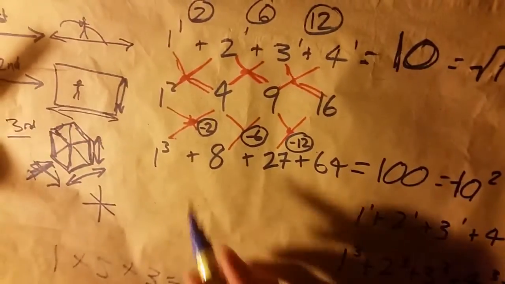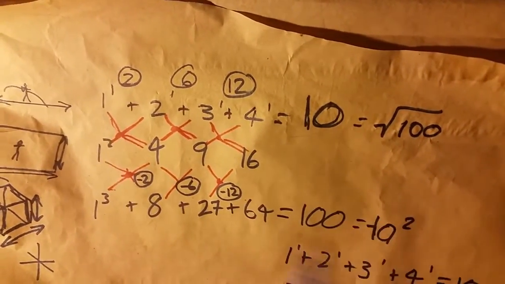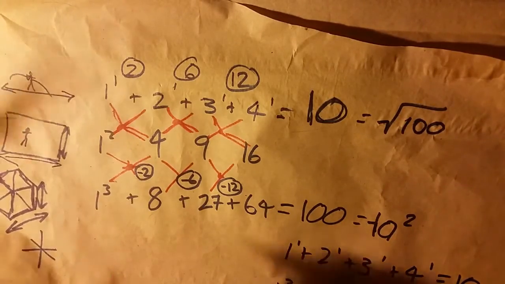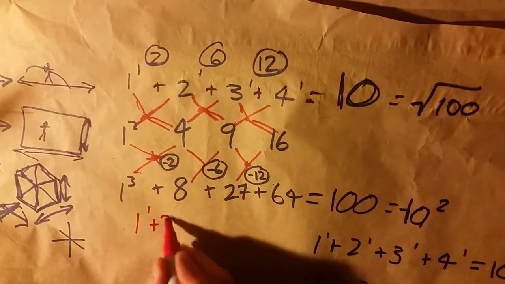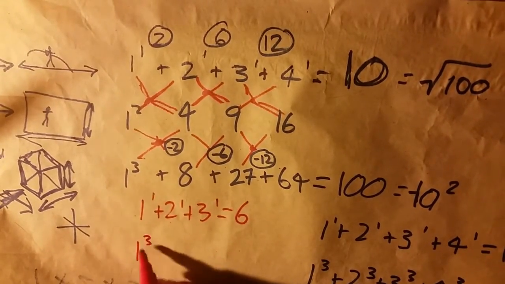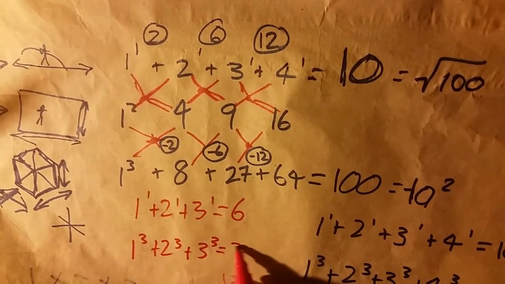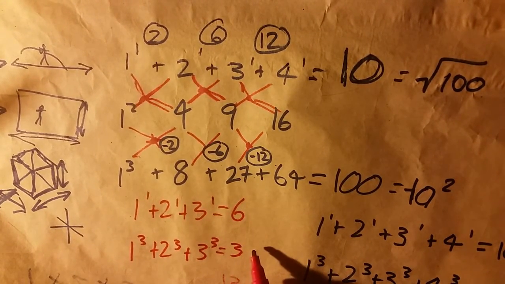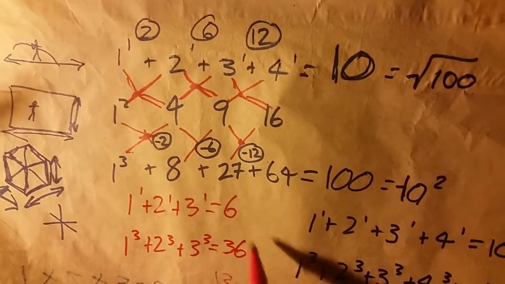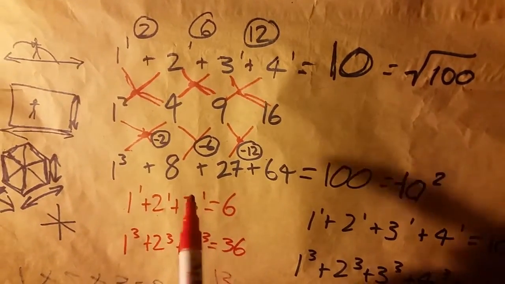It's not just a fluke of these particular rows, it's a pattern that will continue out. As an example, 1 to the first plus 2 to the first plus 3 to the first is 6. 1 to the third plus 2 to the third plus 3 to the third is 36, just double-checking, which is 6 squared, or the square root of 36 is 6.